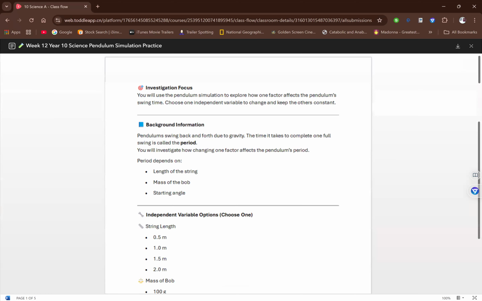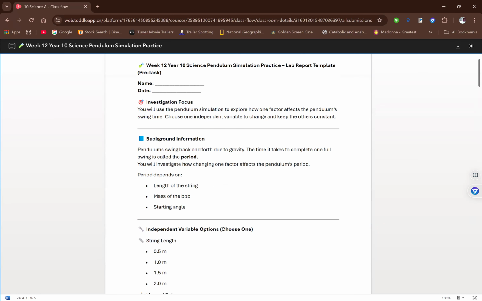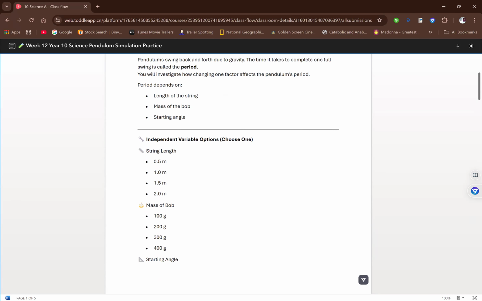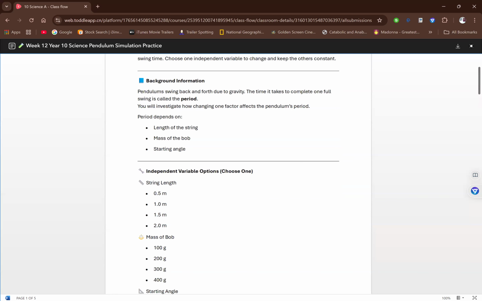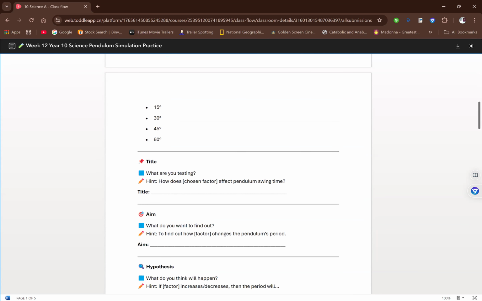The first thing you need to know is what is the independent variable. Independent variable is what you want to test, what you want to change. This particular experiment is to find out what can affect pendulum swing time. There are many factors. One factor is the length of the string, the other is the mass of the ball, the starting angle. You must have at least 5 independent variables. Please choose one.